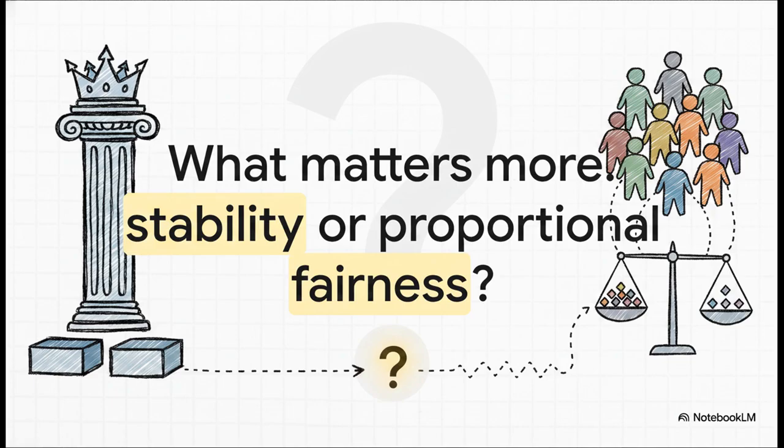And that really brings us to the big question at the heart of it all. There's no easy answer here, just a series of trade-offs. What's more important for a country's democracy? The stability that comes from having a clear winner, or the absolute fairness that makes sure every single group's voice is heard in proportion to its support?